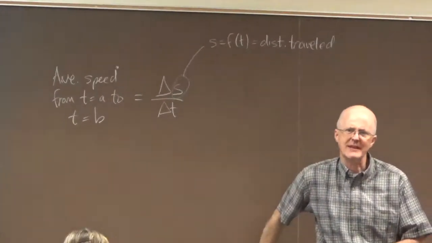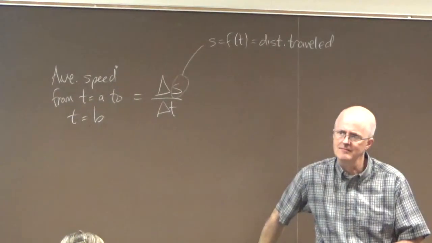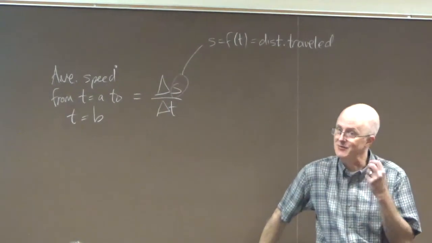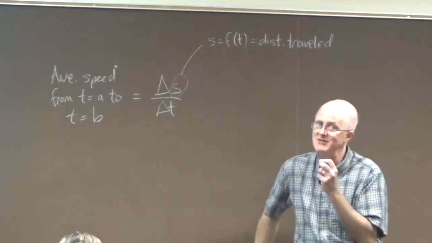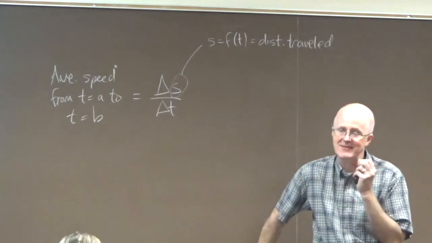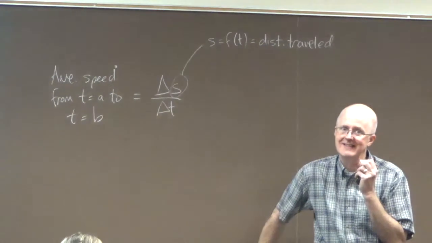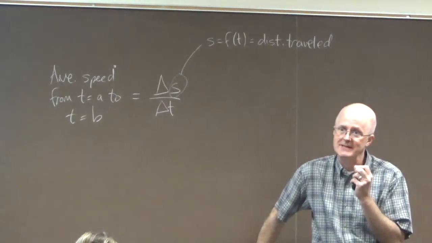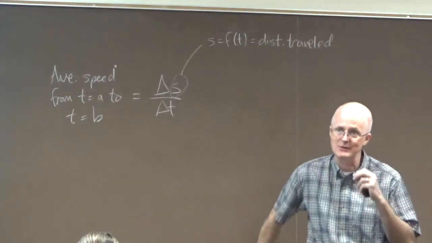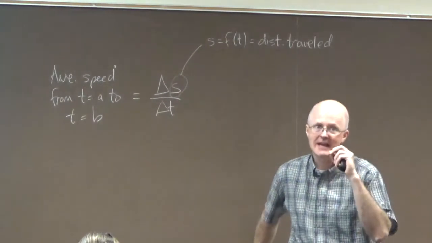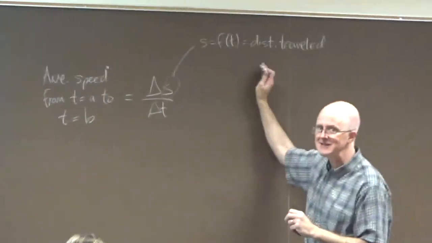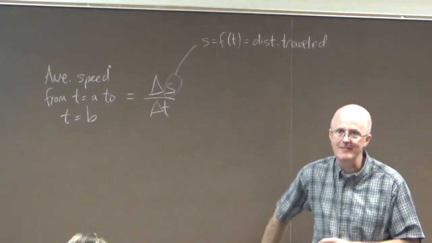Don't let S make you think it's the speed, though. We're going to reserve V for speed because V stands for velocity. And as I already mentioned, velocity and speed are actually not the same thing. So it gets confusing that way. When something's confusing, you've got to hear your teacher saying, I know this is confusing. Here's how to avoid the confusion. Okay? S just means distance traveled here. It does not mean speed.